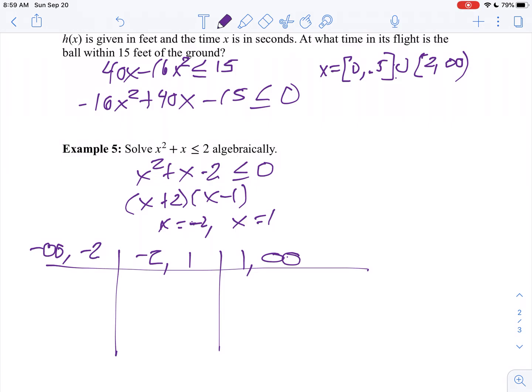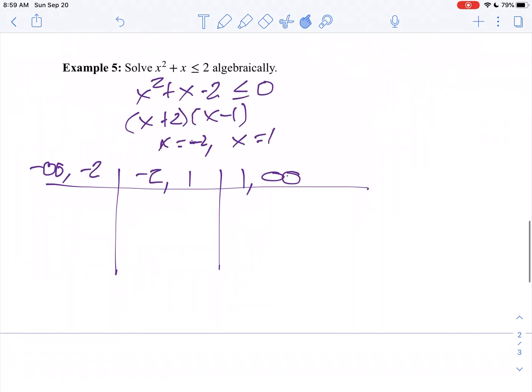Now, let's see which parts of these are true and false. I'm going to pick the middle part, from negative 2 to 1. X equals 0 is a good number to pick in there, because that's in between. So when I have 0 plus 0 minus 2, I get negative 2 is less than or equal to 0. That's true, isn't it?